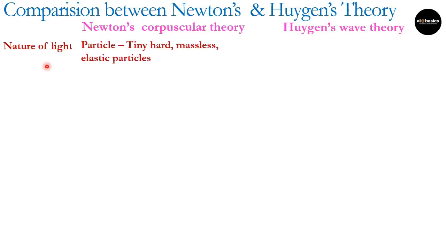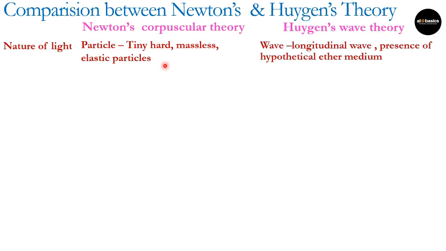According to Newton, the nature of light is particle. What sort of particles are these? Tiny, hard, massless and elastic particles. Whereas according to Huygens, light is in the form of wave. Which wave? It is longitudinal wave, and he said that there is a presence of a hypothetical ether medium for the propagation of longitudinal wave. Now the next point of discussion is speed of light.